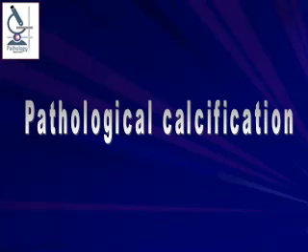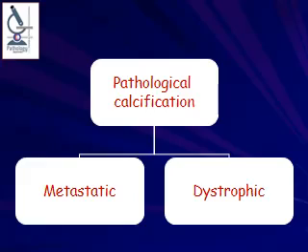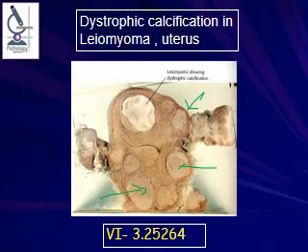Then we are going to proceed to the pathological calcification. We have two forms of pathological calcification: metastatic calcification and dystrophic calcification. The example that we are going to have is an example of dystrophic calcification. Here we have a leiomyoma, and we have dystrophic calcification in the leiomyoma. Leiomyoma is a common tumor that occurs in the uterus.